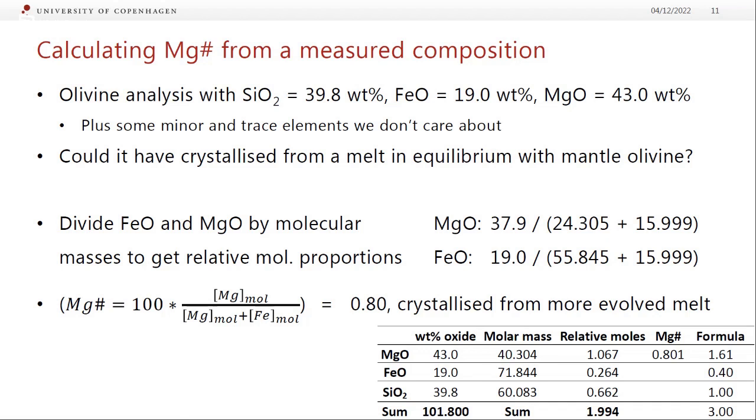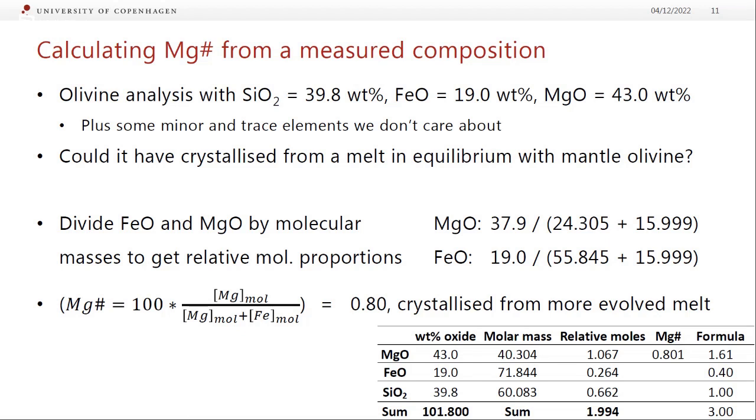So then we stick it in this formula. What this is doing is giving our relative molar mass. So we're getting rid of the weight percent here by dividing by this mass, and same with this one. And we can actually see that we get an Mg number of 0.8. So this is a more evolved olivine. The melt did not come straight from the mantle and then just crystallize olivine. Okay.